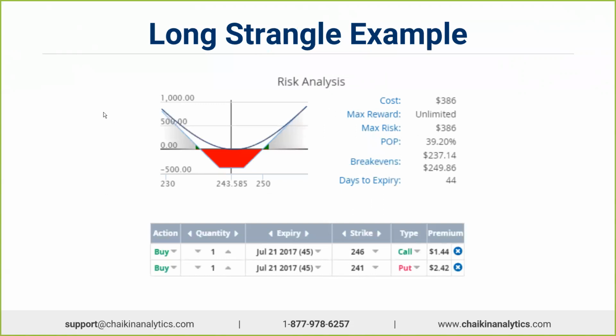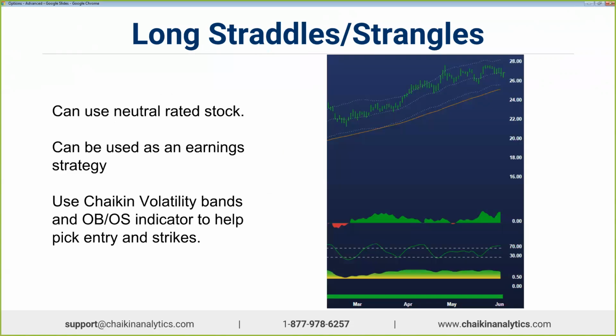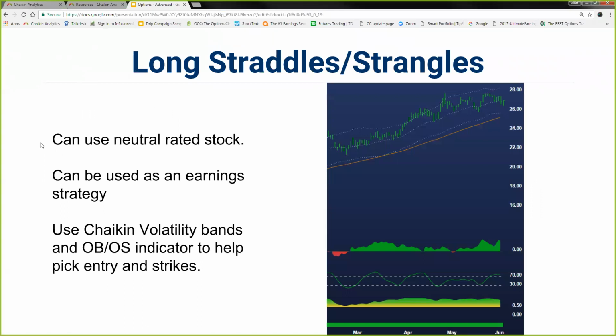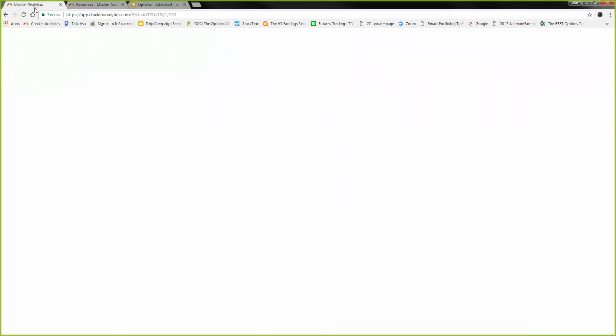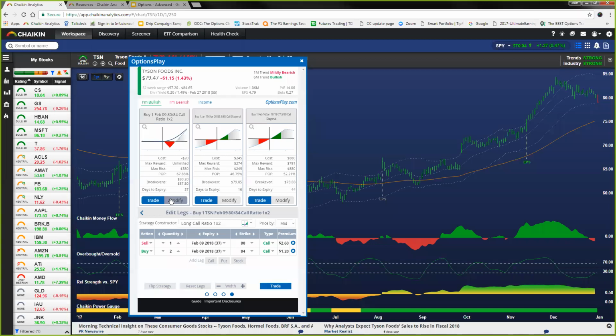Let's take a look at Chaikin on this. So on Tyson, let's set up a strangle and a straddle right next to each other. So here we'll do a straddle. Let's just pick 79.5. Can we do that on the Februaries? Nope. So we'll do 80 and 80.